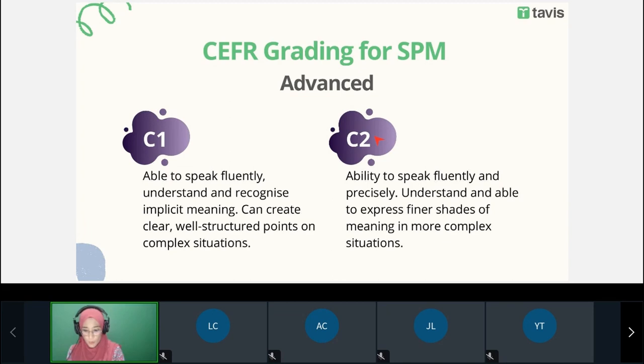Now C2 here is more like a native speaker. This is very close to a native speaker speaking. If you are someone who stays abroad, and you can speak like the natives, then you are at C2 level. You are able to speak fluently and precisely, understand, and express finer shades of meaning in more complex situations. So if I ask you a very simple question, like what did you do in the weekend? You try not to tell me I did this, I did that. It's not like a story. You try and summarize it in one sentence, and you are considered a C2 person already.